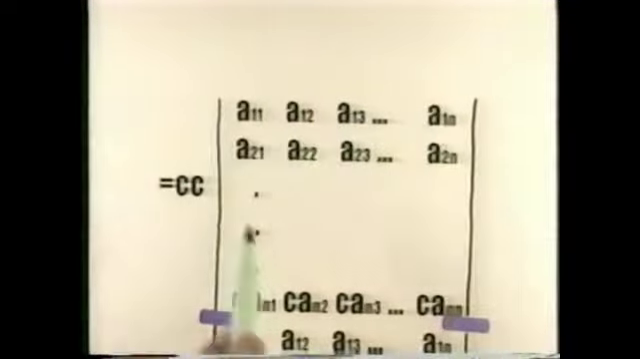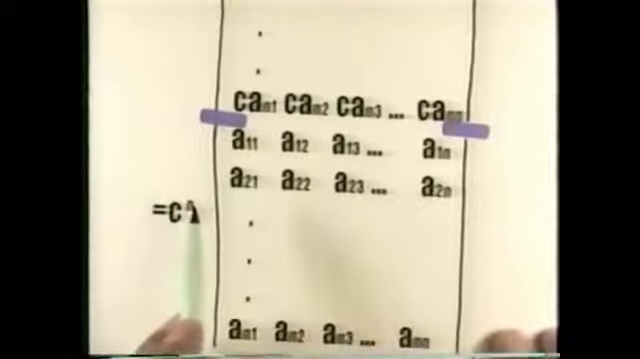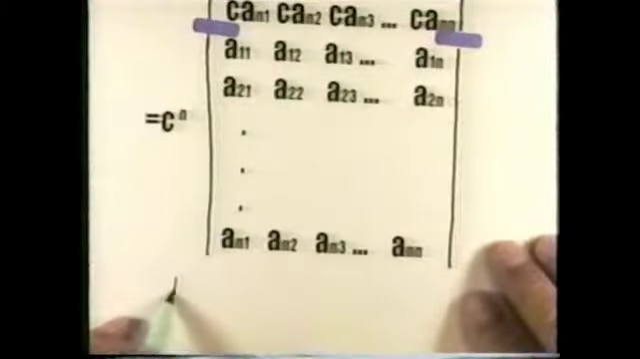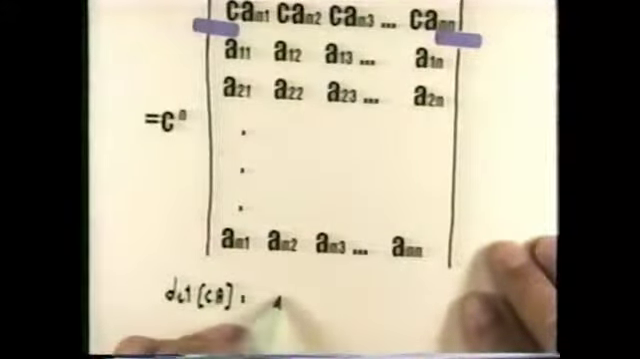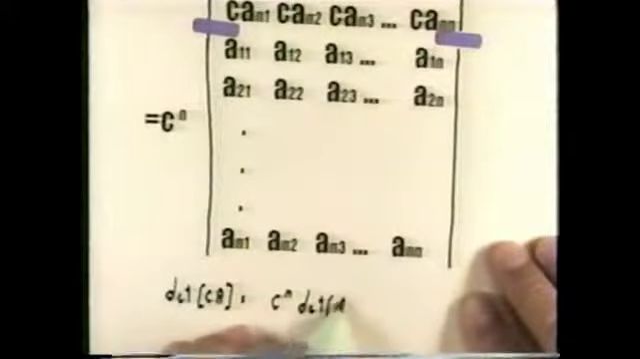Well, I'm going to continue doing the same thing. So I've taken care of 2 rows. And when I take care of 3 rows, it would be C, C, C. When I take care of n rows, it would be C to the n times the matrix determinant of A. Well, that's what we wanted to prove. We wanted to prove that the determinant of CA was C to the n times the determinant of A, which is what we have.